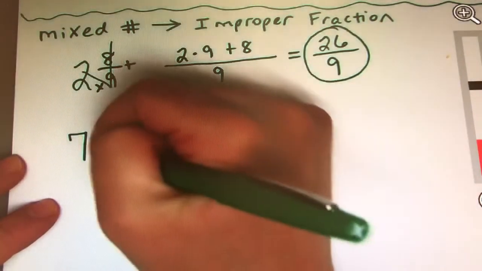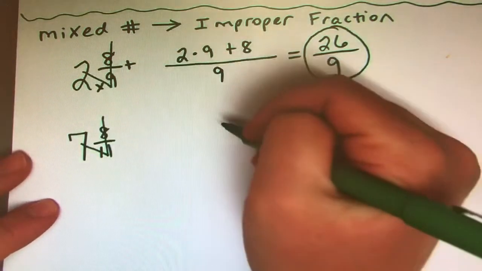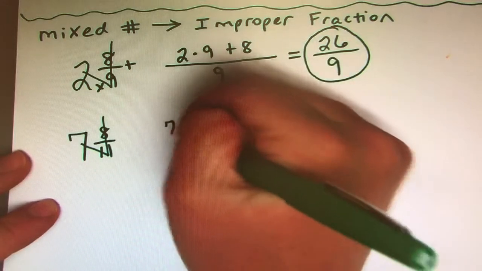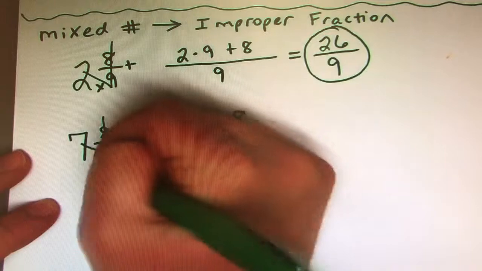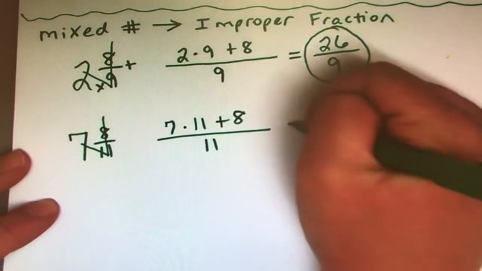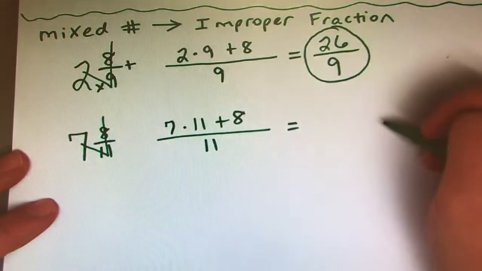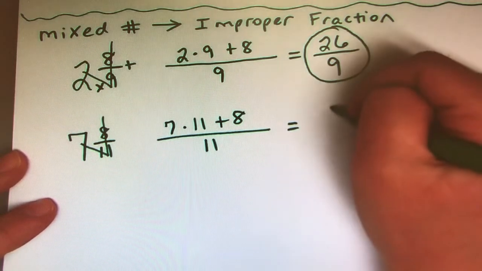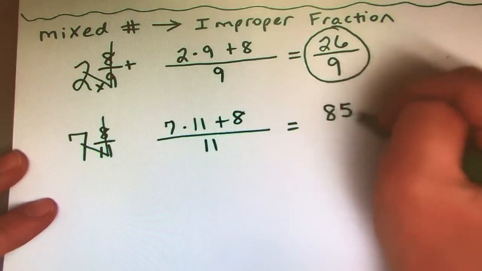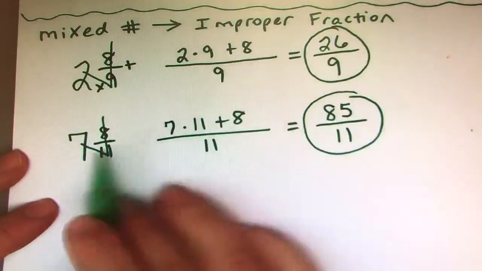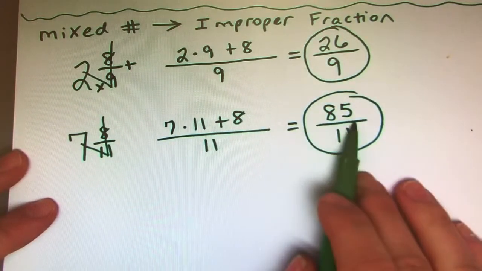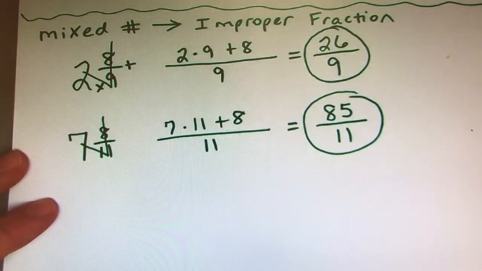Okay, again, we're going to multiply down, add up. If you want to write it the math way, 7 times 11 plus 8, all of that over what? What's my denominator? 11. 7 times 11 is 77. 77 plus 8 would be what? 85. And bring over my denominator of 11. So 7 and 8 elevenths is the same thing as 85 elevenths. Okay?